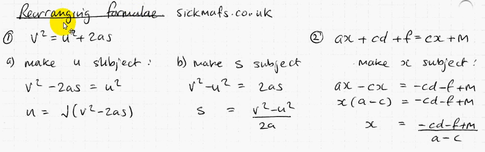This video is about rearranging formulae. Some people say rearranging equations, but it's really about formulae, this one. So here's a formula: v squared equals u squared plus 2as. We're going to rearrange it to make u the subject. What does that mean? It just means make the formula such that u is equal to the rest of the stuff, so u is by itself.